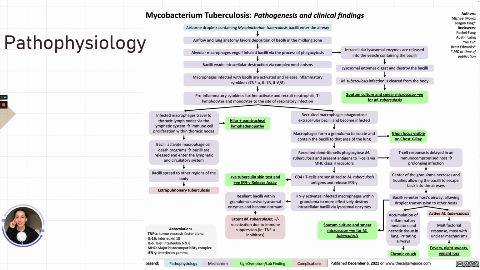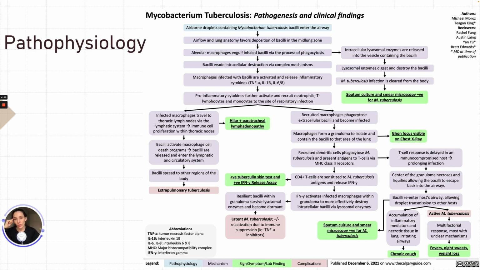So this is a nice pathophysiology diagram. I really like these diagrams because it gives you a lot of information in one compact area. So as you can see, we have airborne droplets containing the tuberculous bacteria entering the airway. Airflow and lung anatomy favor deposition of bacilli in the mid-lung zone. The alveolar macrophages then engulf this, and then it invades, with intracellular destruction via complex mechanisms. Macrophages engulf it, and there are pro-inflammatory cytokines. So that was kind of all the stuff we just went over.